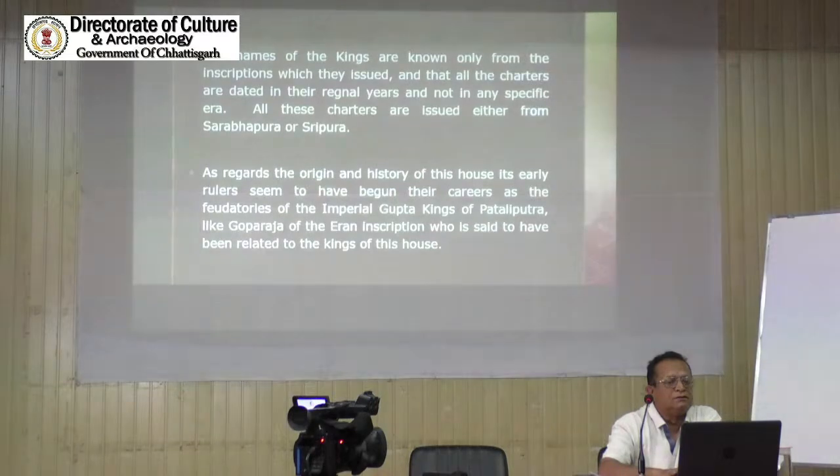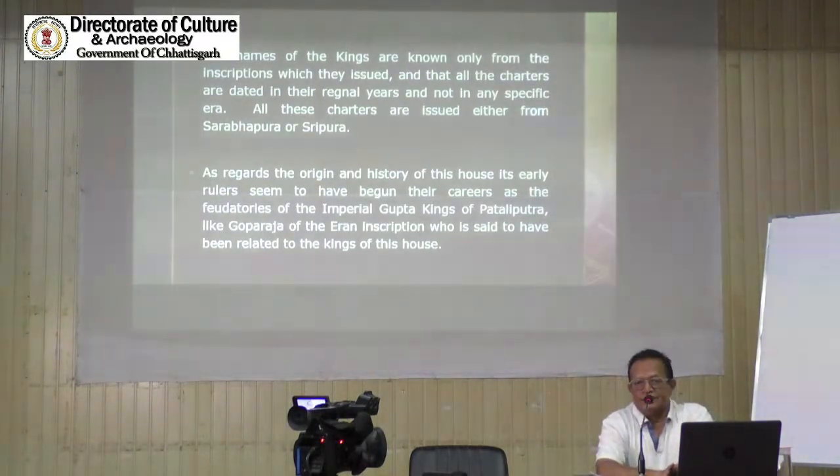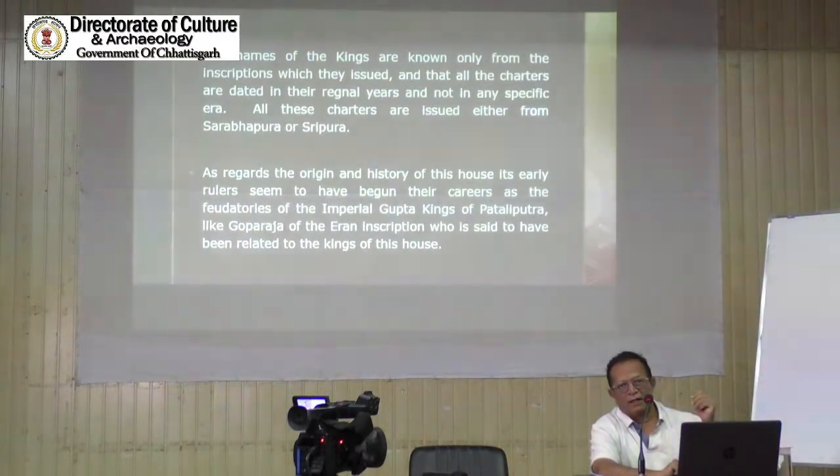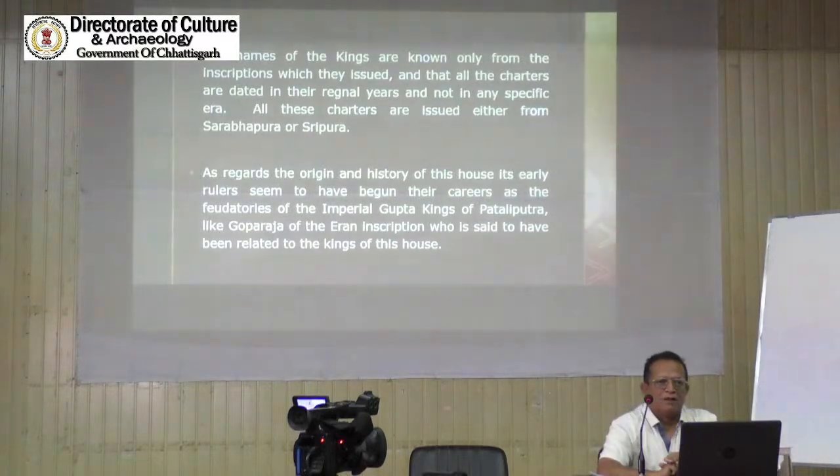So the names of the kings are known only from the inscriptions which they issued. All the charters are dated in regnal years. Tomorrow, when I deal with the dates, eras and numerals in a very brief manner, I will touch upon this. Most of the early records, including the Gupta and the Ashokan, are dated in regnal years, how many years he reigned and in which year he got coronated. The details we get, we will see later.